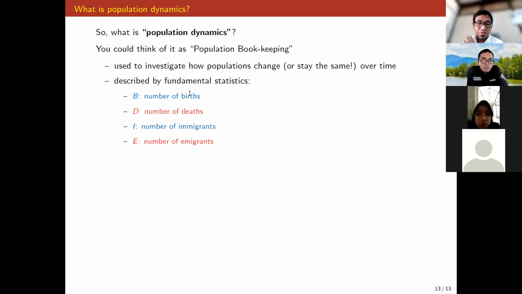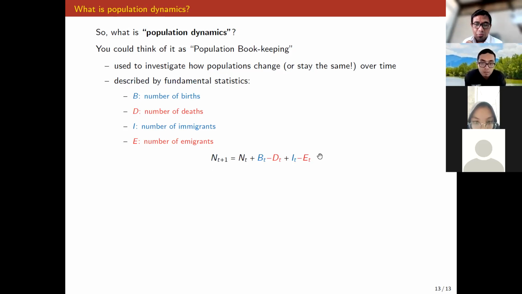So the blue ones are the components or factors that can make the population increase, and the red ones make the population decrease. So this is just the basic idea: how can population change? What factors can change the population itself?